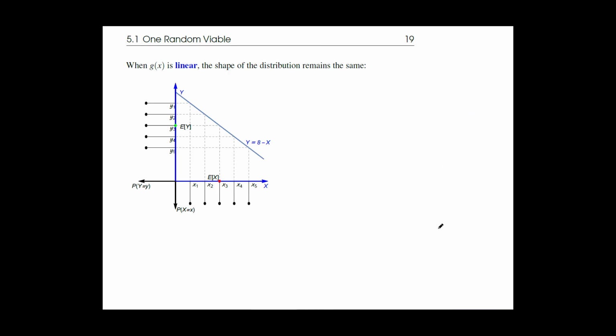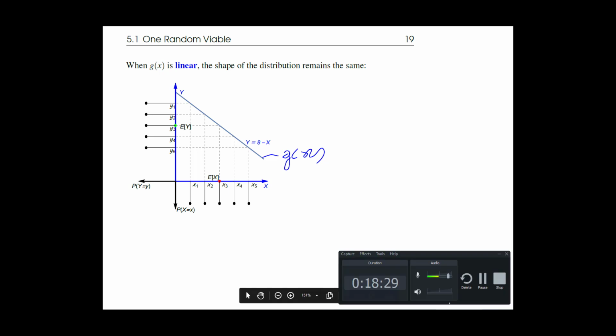Finally, if the function g of x is linear, as in here, everything's the same. Again, we have the same heights and everything, and the lazy approach and the right approach give the same, correct, E of x.